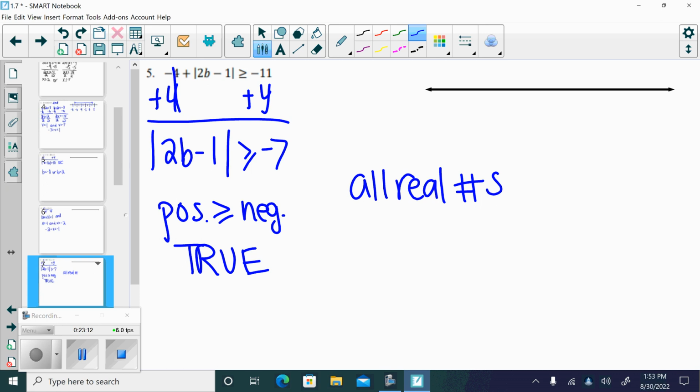And remember that all real numbers is the whole number line. Because that's saying any number you plug in will work. Because your absolute value is always positive, and this -7 is always going to be -7. So a positive is greater than or equal to a negative. It's not going to be equal to, but it's at least greater than. So that's true. And because this is true, positive is greater than a negative, your answer is all real numbers. Okay? All right. Make sense?